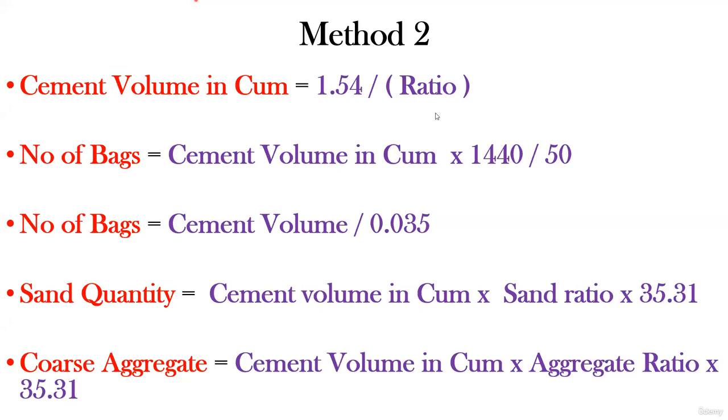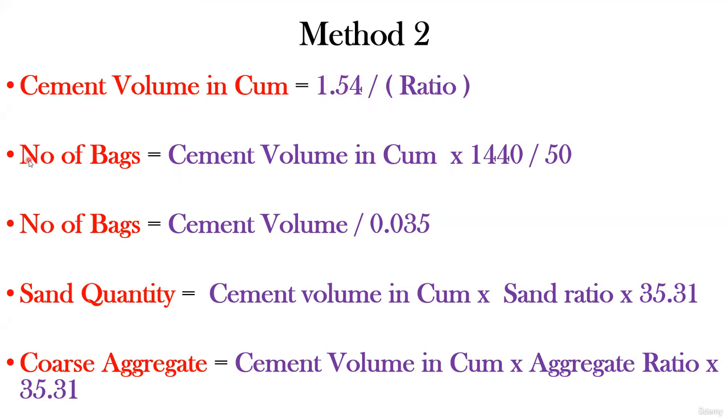So in this we have another method which is very similar, but again, first what we'll do, we'll find the cement volume in cubic meter. So 1.54, I did not explain to you where it is coming from, I'll explain now. Okay, so 1.54, we'll divide it by the ratio, whatever ratio they may give, M15, M20, M25, whatever may be the ratio, you divide 1.54 by the sum of that ratio.